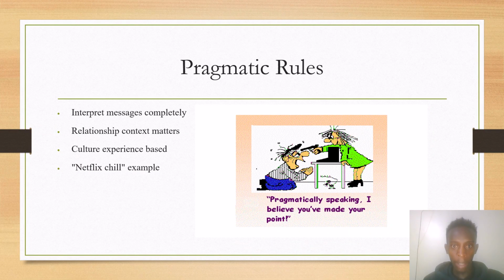We also have pragmatic rules. These help us interpret messages completely. They also give relationship context. Relationship context matters. What I can say about pragmatic rules is they help us read between the lines. They consider who is speaking, the relationship, and the context. For instance, I can give an example of "Netflix and chill," which means that it's not just about watching TV. Understanding pragmatics helps us prevent miscommunication, especially across cultures.